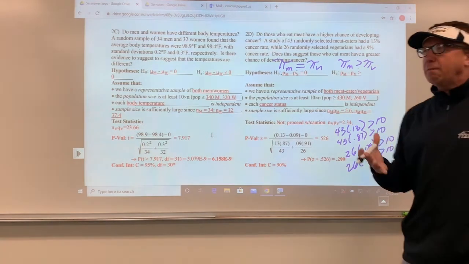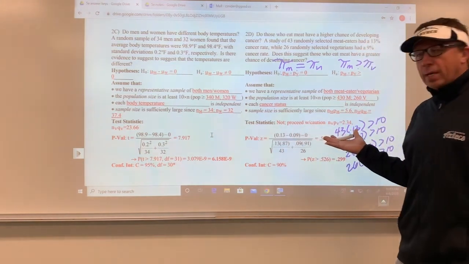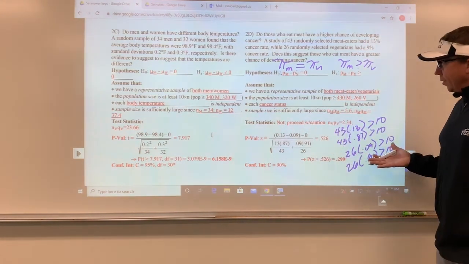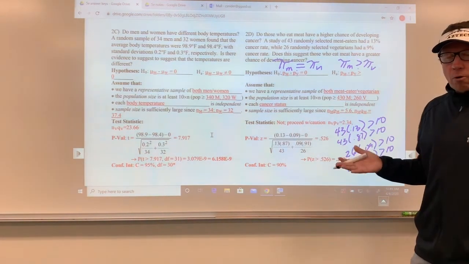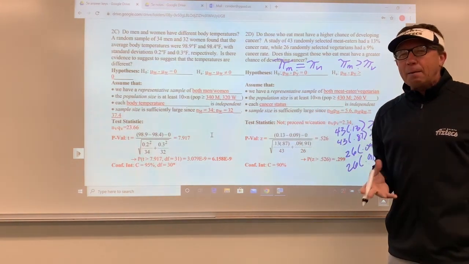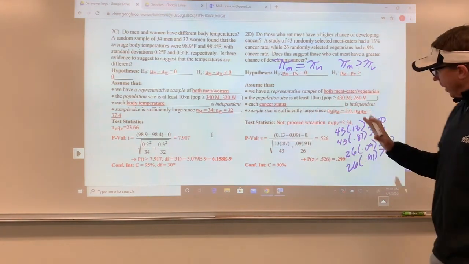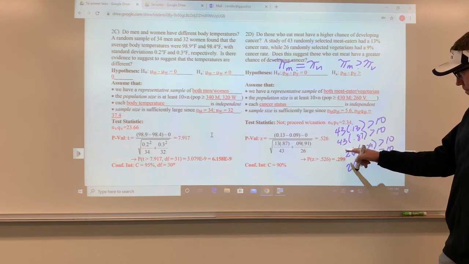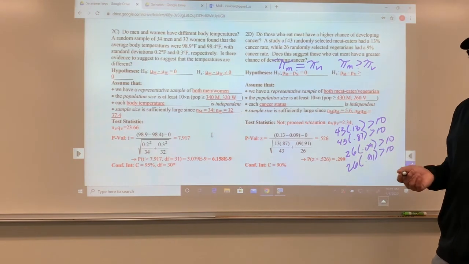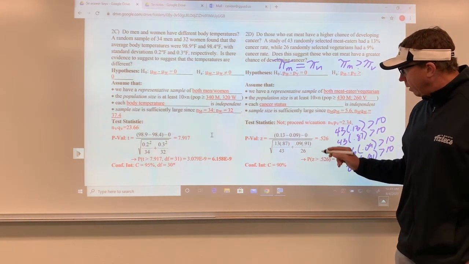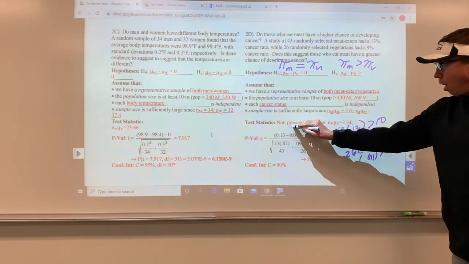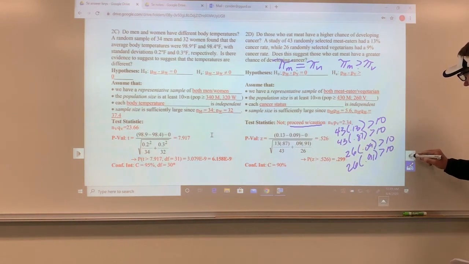On a test like an AP test, they wouldn't give you this. They would ask you, do you meet the criteria, yes or no? Do not perform the test. They would say something like that. But for this, we're going to point out that we didn't meet the sample size requirements, but we're still going to proceed anyway. Proceed with caution is my official term. Okay.